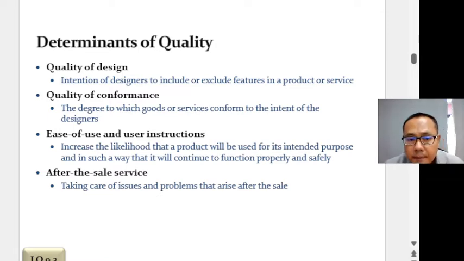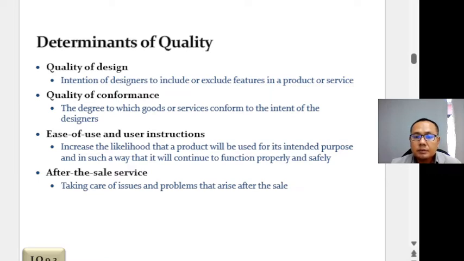And then the second determinant, quality of conformance, refers to the degree to which goods and services conform to the intent of the designer. This is affected by factors such as the capability of equipment used, the skills, training, and motivation of workers, the extent to which the design lends itself to production, the monitoring process to assess conformance, and the taking of corrective action when necessary. One important key to quality is reducing the variability in process output.